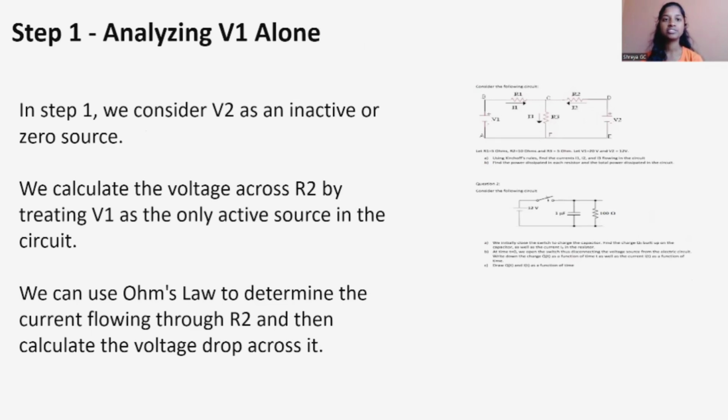Step 1. Analyzing V1 alone. In step 1, we consider V2 as an inactive or zero source. We calculate the voltage across R2 by treating V1 as the only active source in the circuit. We can use Ohm's law to determine the current flowing through R2 and then calculate the voltage drop across it.